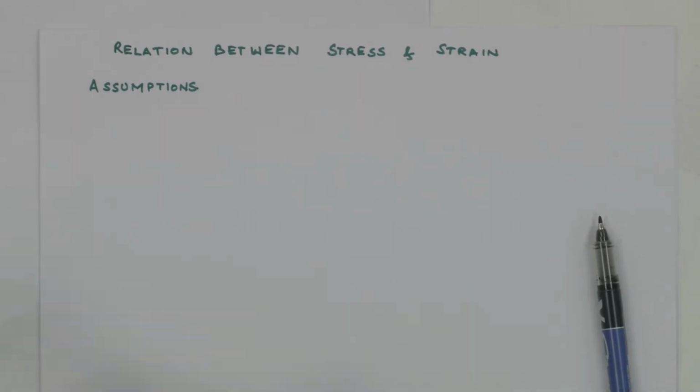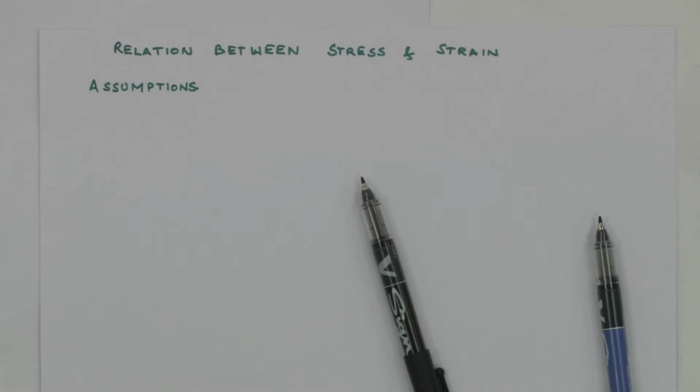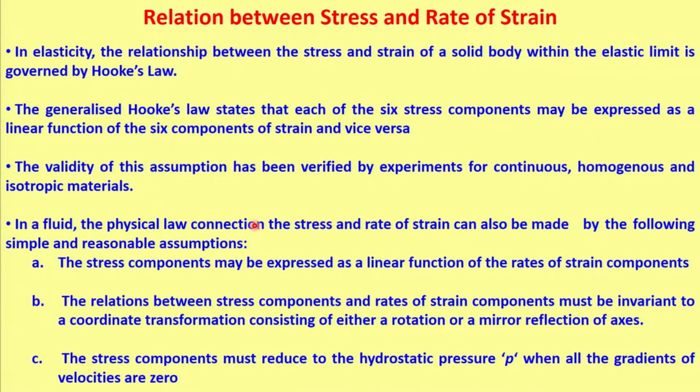Which we shall read over. Okay, so back to slides. If we get back to slides, these are the listed assumptions. In elasticity, we assume that stress and strain obey Hooke's law. That means stress may be expressed as a linear function of strain rates. This is one of the major assumptions which we are going to use. And the relation between stress and rate of strain components must be invariant to either rotation of the coordinates or mirror reflection. We are going to use both of them during our derivation.